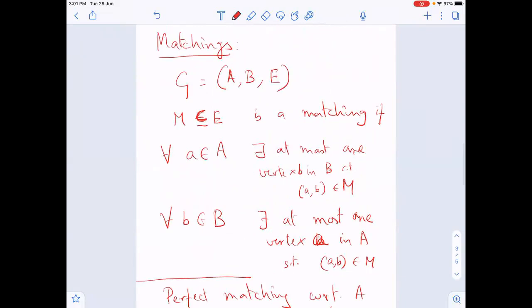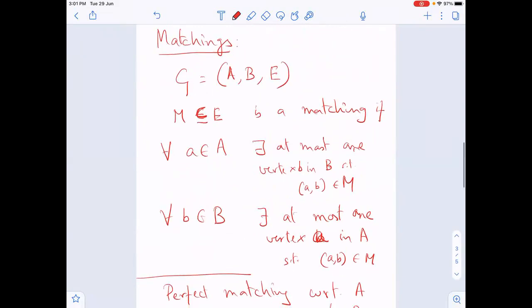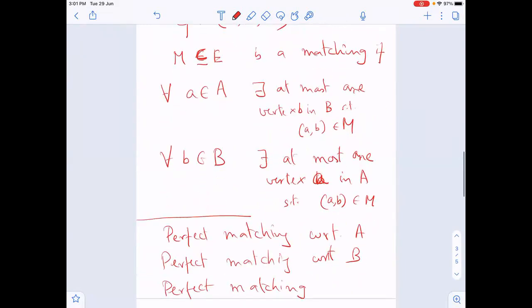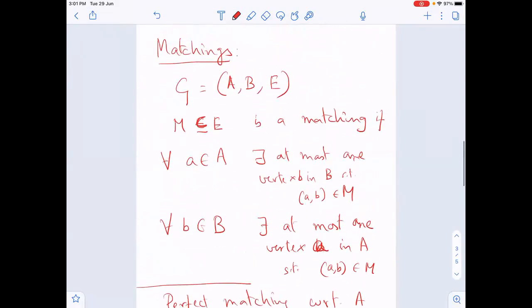And there might be times when there is no perfect matching, neither with respect to A nor with respect to B. In that case, what one might want to do is find the maximum matching. What does maximum matching mean? It means finding the maximum number of edges in the matching, the maximum number of vertices in A and B that are mapped.